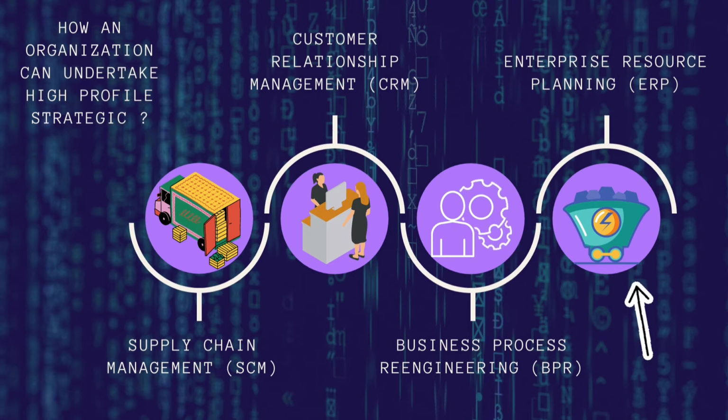Lastly, Enterprise Resource Planning (ERP). ERP integrates all departments and functions throughout an organization into a single IT system so that the employees can make decisions by viewing enterprise-wide information on all business operations.